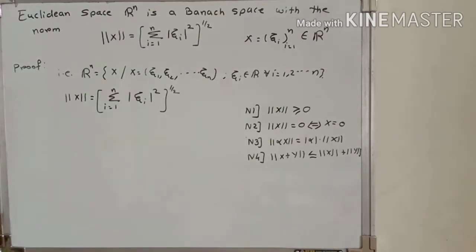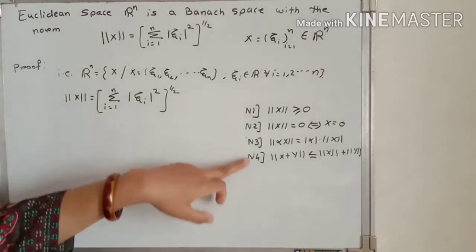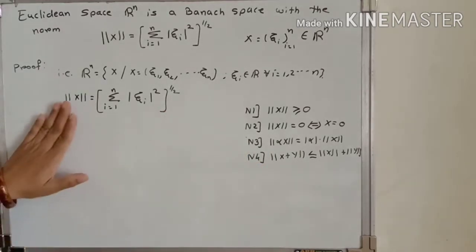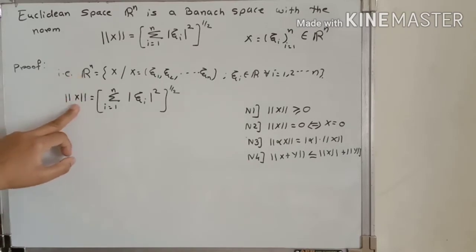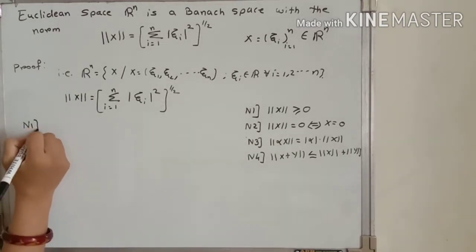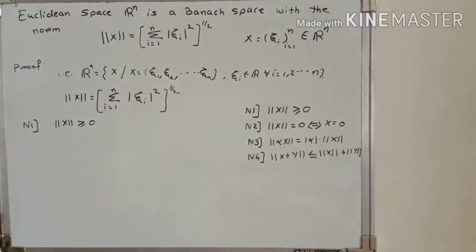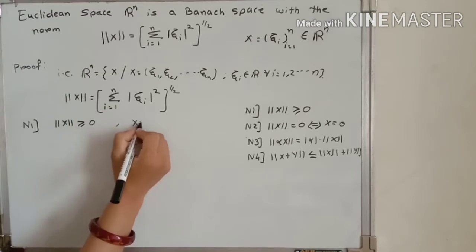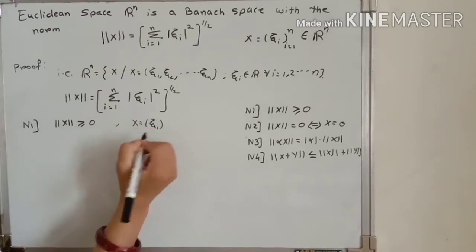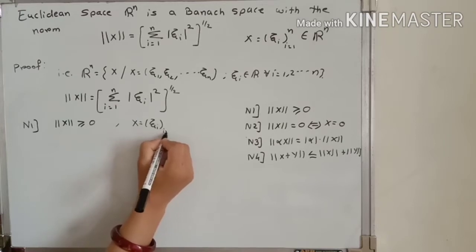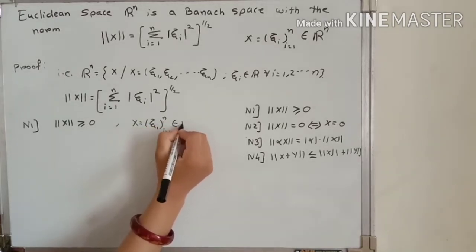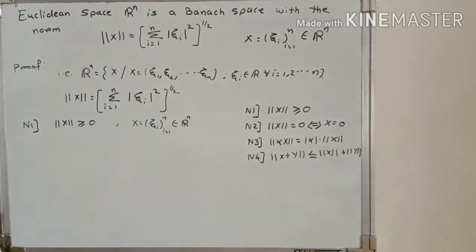Now here we have to show that the norm defined on Rn satisfies all the four properties of a norm, and then we say that Rn with this norm is a normed linear space. So let's start with the first property. Firstly, we show that norm of x is greater than or equal to 0. Here x is the sequence xi i, i running from 1 to n, belonging to Rn, be any element of Rn.